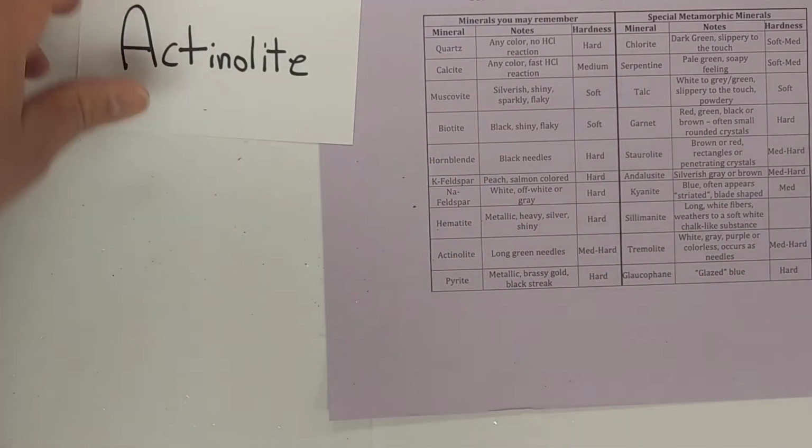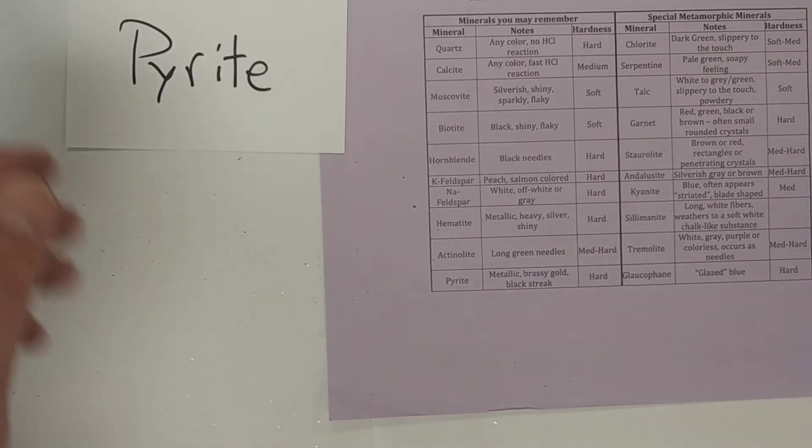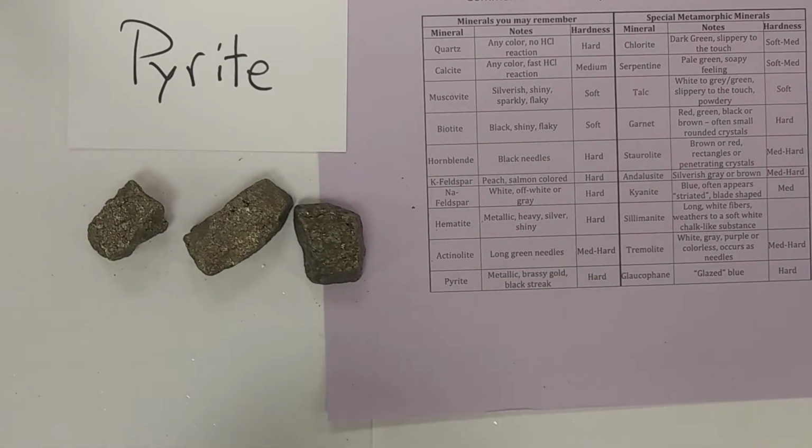All right. Pyrite. I think you're familiar with pyrite, fool's gold. It could be found in metamorphic rocks as porphyroblasts oftentimes.